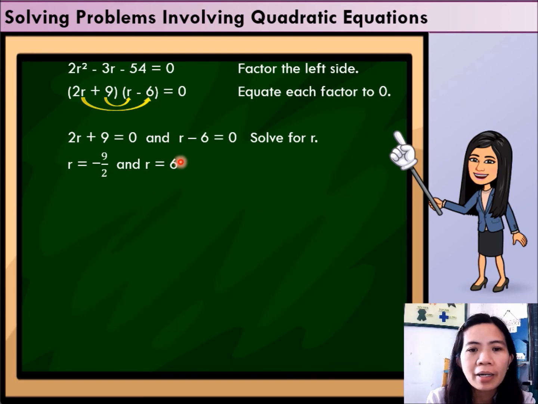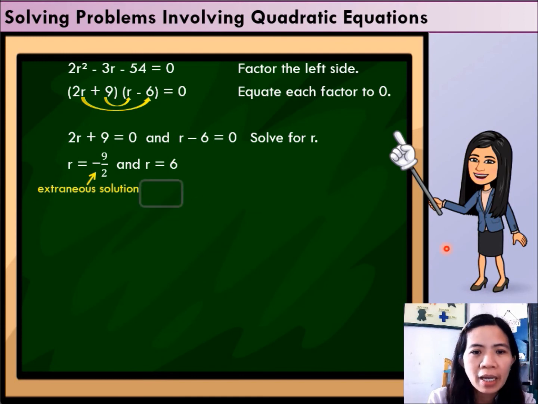And for this one, r minus 6 equal to 0, we get the additive inverse of negative 6, so r equals positive 6. Now, if we look at our roots, remember we are going to get the number of rows of chairs, so we are dealing with positive numbers. So the negative root is an extraneous solution. We only get the positive value, which is r equals 6.